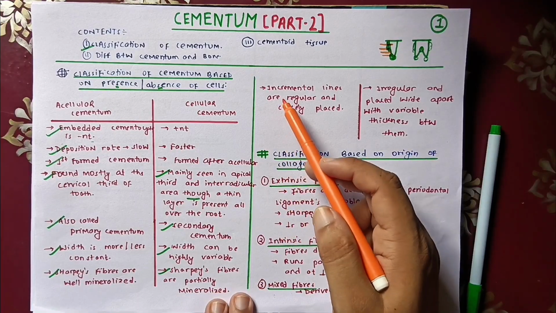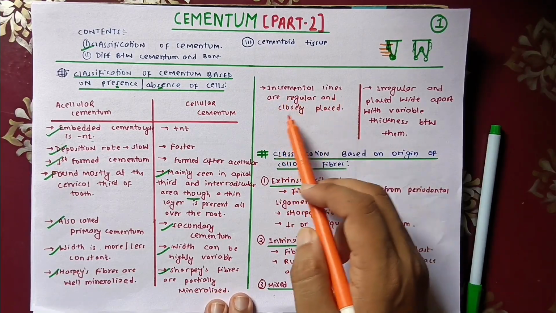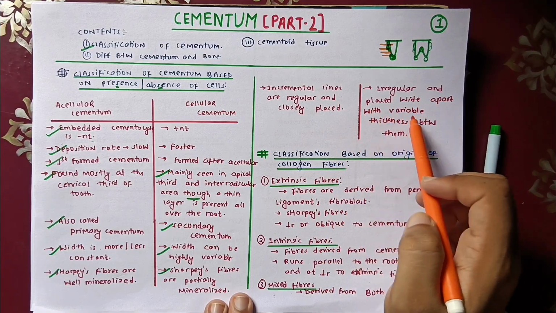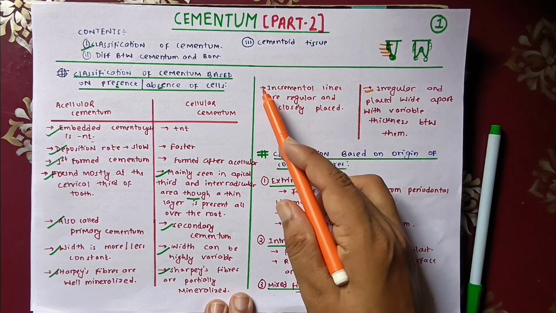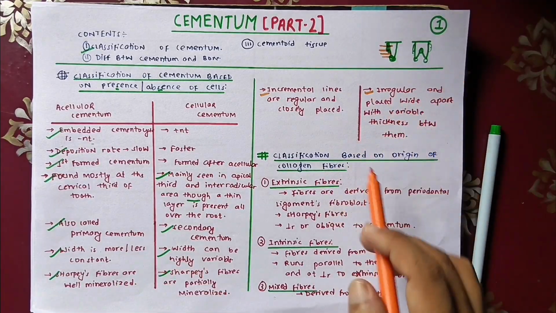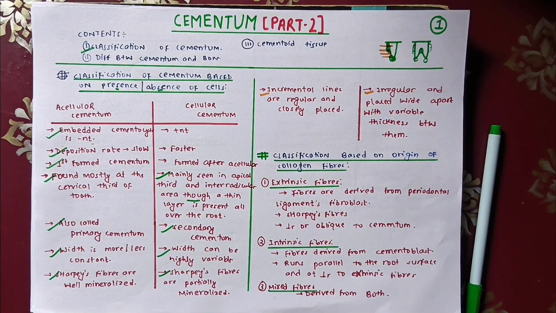In the next point, incremental lines are regular and closely placed in acellular cementum, and in cellular cementum they are irregular and placed wide apart, with variable thickness between them. So it is easy to remember.